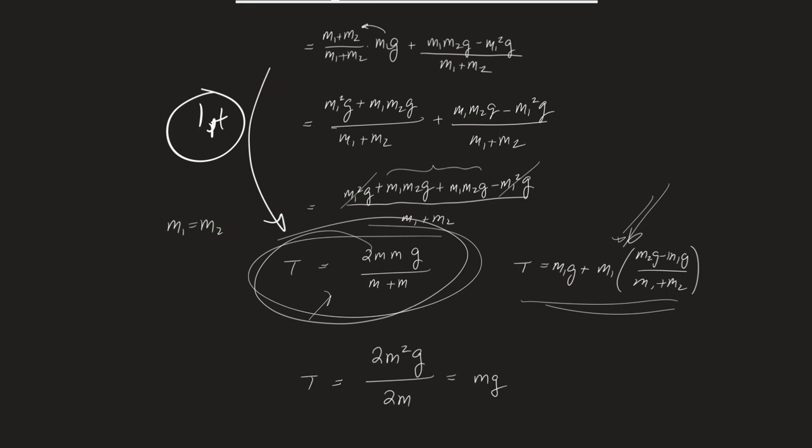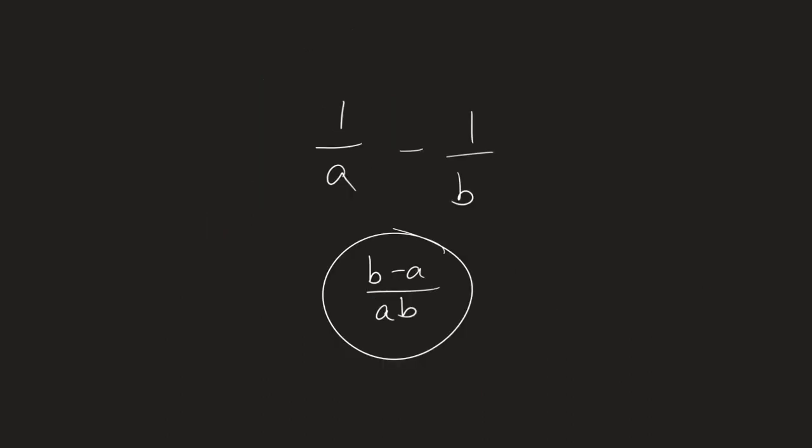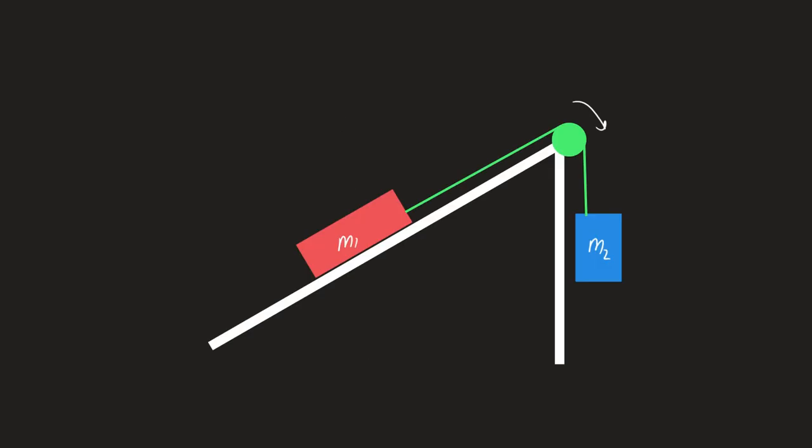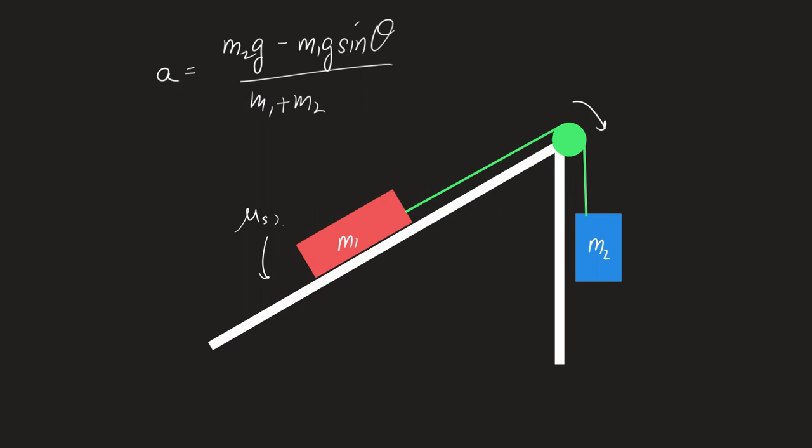Now I have more I want to talk about. Acceleration of this system is m2g minus m1g sine theta over m1 plus m2. That's assuming there's no friction. You should contemplate this both with and without different versions of friction.